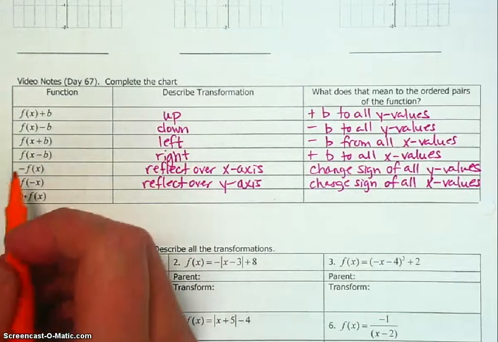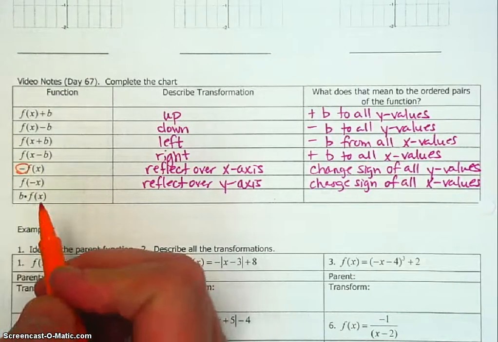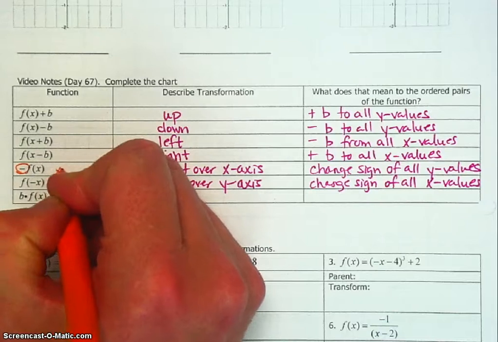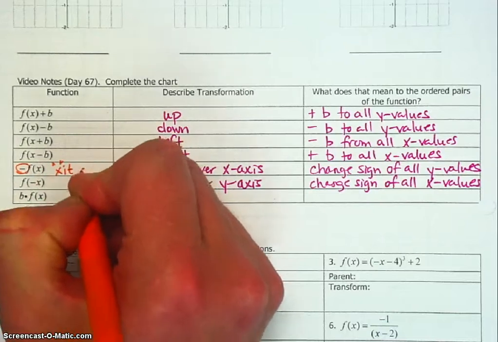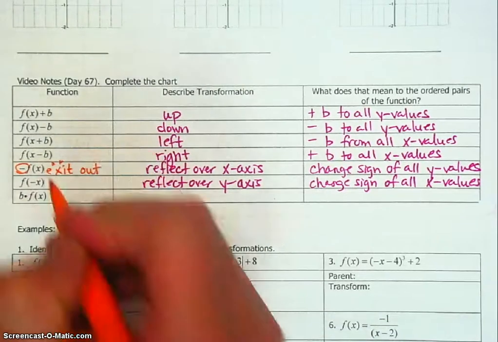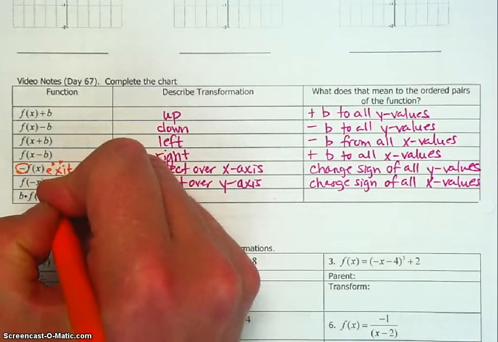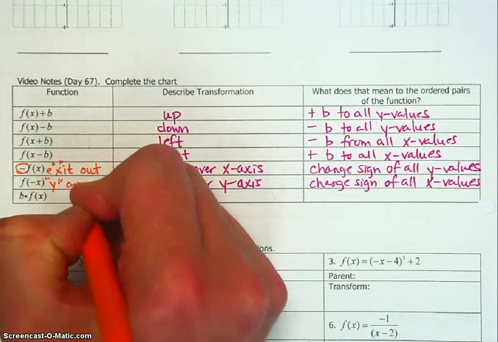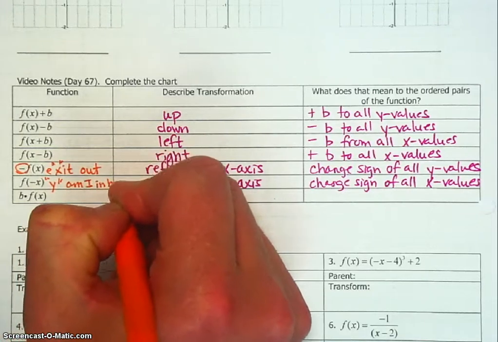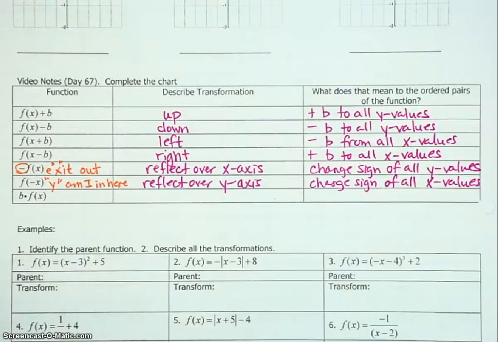The way that I remember this is if there's a negative on the outside, I say that it has exited out. Okay. You know, like exit out. All right. And if the negative is on the inside, I always look at why am I in here. Okay, so if it's inside, why am I in here? That reflects over the y-axis. If it's on the outside, it's exited out, reflects over the x-axis there. And why am I in here reflects over y-axis. And exit out reflects over x-axis.